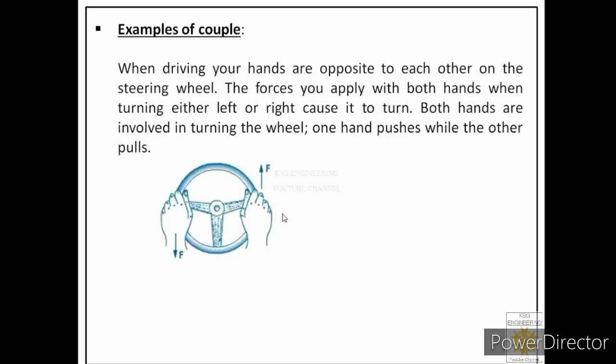Let us see a few examples of couple. The first example is related to the steering wheel of a car. When driving, your hands are opposite to each other on the steering wheel as shown in this figure. The forces you apply with both hands when turning either left or right cause it to turn. Both hands are involved in turning the wheel. One hand pushes while the other hand pulls.